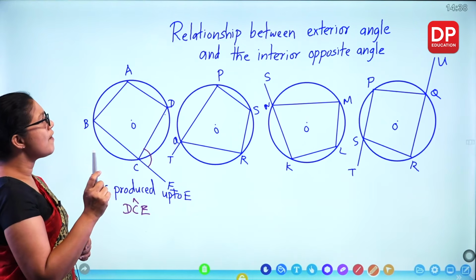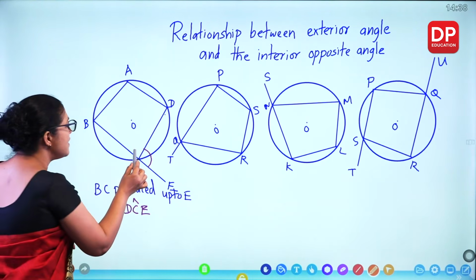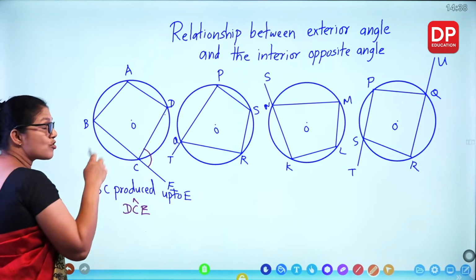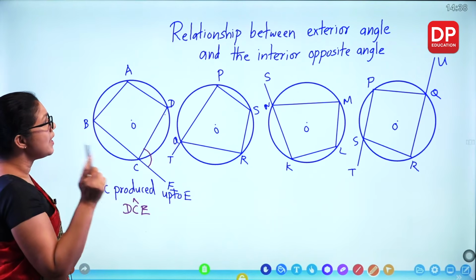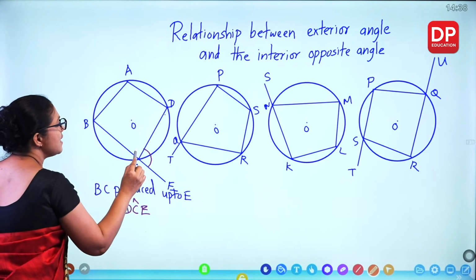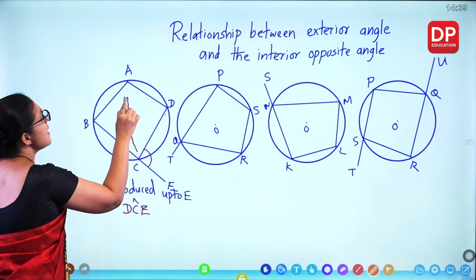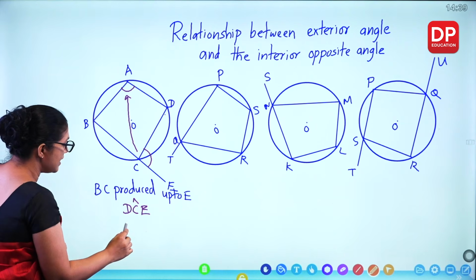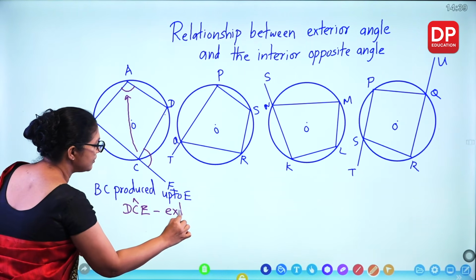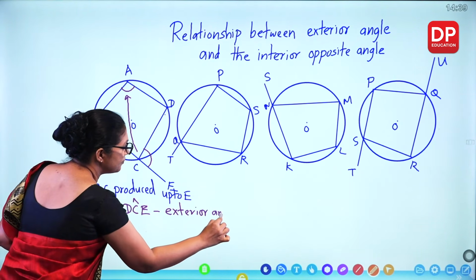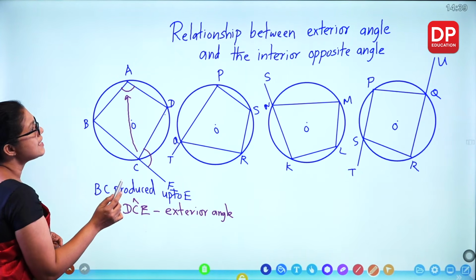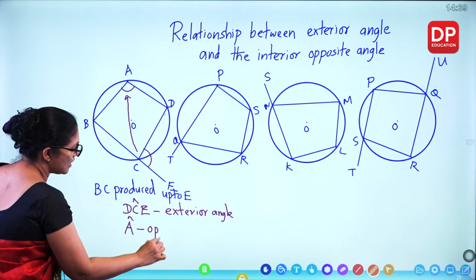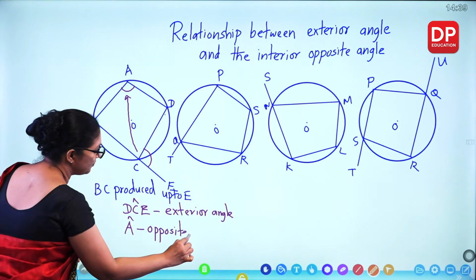So how can we identify the interior opposite angle? This is the opposite angle. Interior. So next to that is also an interior angle. But we want opposite angle. That means opposite to this one. So which one is that? This angle. So we can write A angle, this is exterior angle. So what's the opposite interior angle? A angle. A angle is the opposite interior.